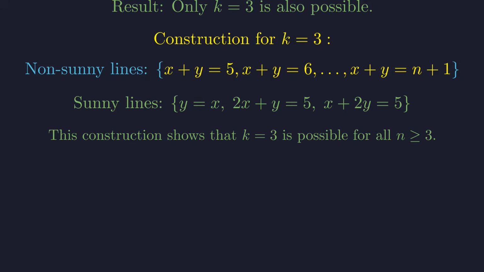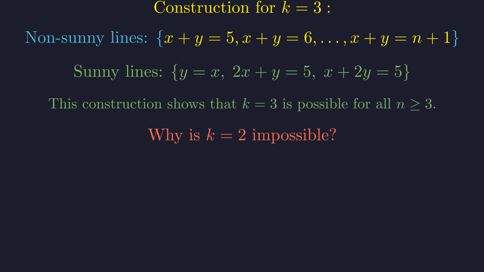Note that when n is 3, the set of non-sunny lines is empty, and the 3 sunny lines cover the entire grid. So far, we've shown k can be 0, 1, or 3. Why can't it be anything else?